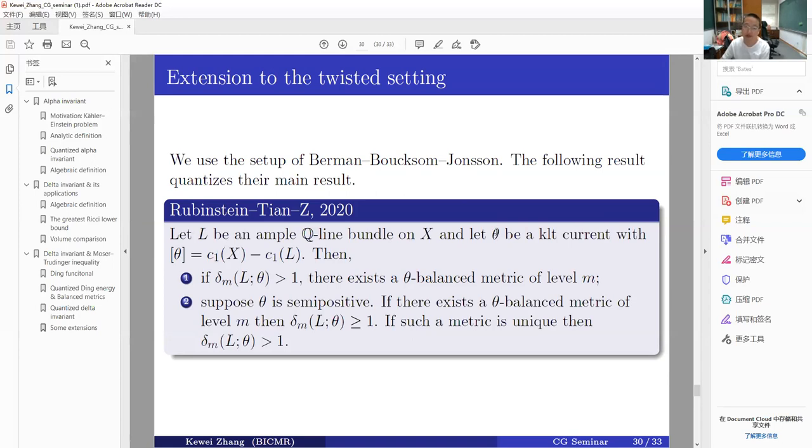By KLT, I mean that locally, if you write theta as dd^c of some phi, then e to the minus phi has to satisfy some L^p integrability condition. In this setting, you can also define this twisted delta M invariant, and you can show that this twisted delta M invariant characterizes the existence of twisted balanced metrics.